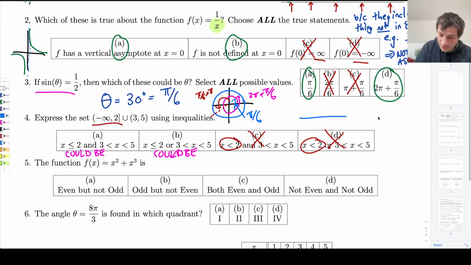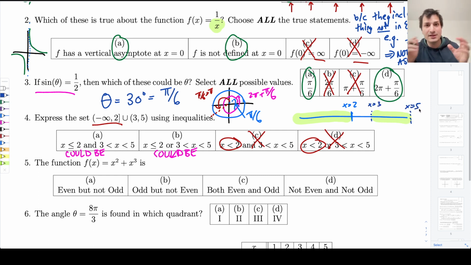If you draw this on the number line, the reason you might think it's "and" is because you have two sets. You have everything less than or equal to 2, so on the number line, here's x equals 2. And you have everything between 3 and 5. Here's x equals 3, and here's x equals 5. So that's what the set looks like. It's got two chunks, the chunk of stuff less than 2 and the chunk of stuff between 3 and 5.